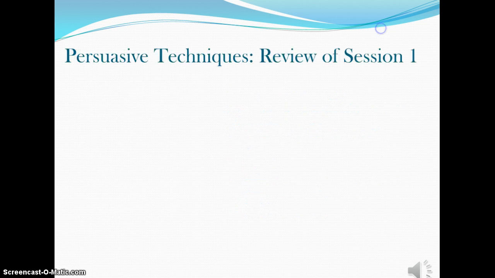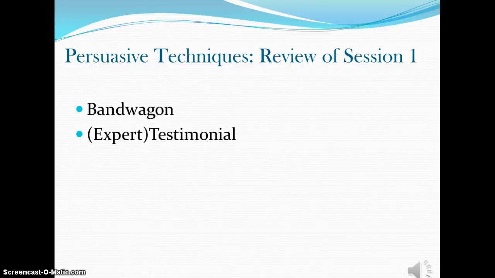So let's just review quickly what some of those techniques are. First, we have bandwagon. Everyone's doing it, therefore I should too. Everyone's voting for a certain candidate. Everyone knows so-and-so is going to win. I'm going to vote for him. Expert testimonial. This is the idea that someone who knows what they're doing is going to testify on behalf of someone, probably a bit like President Clinton endorsing Obama after his wife was finally defeated.